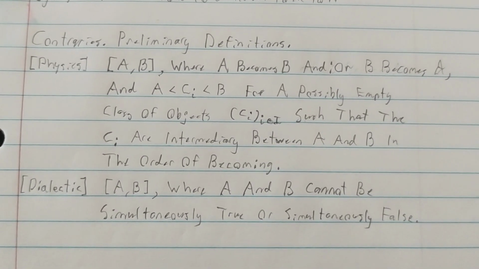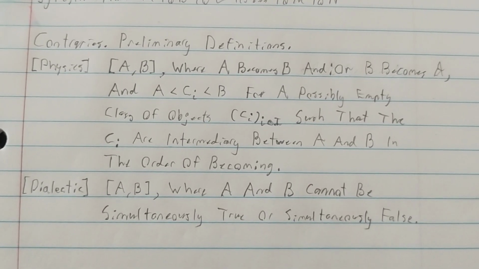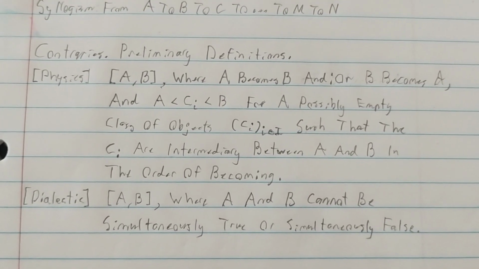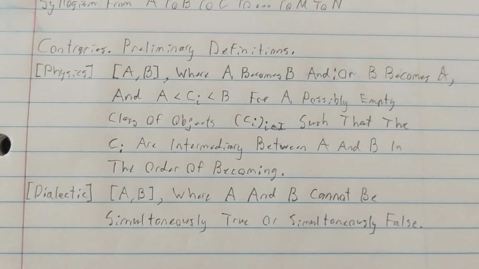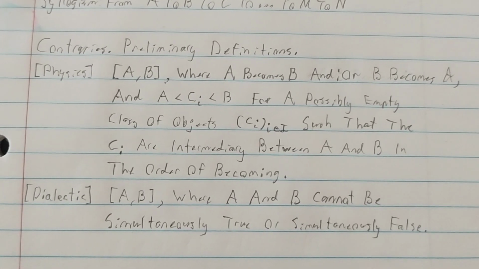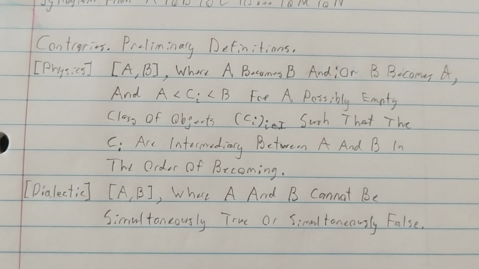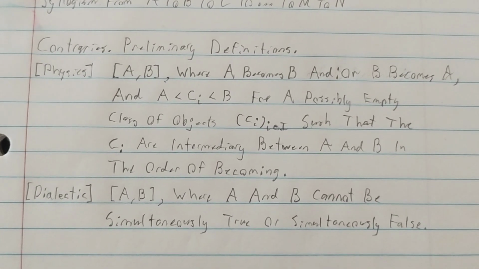In the treatise on dialectic, we have a definition of contraries presented as follows. So in dialectic, AB are contraries when A and B cannot be simultaneously true or simultaneously false.